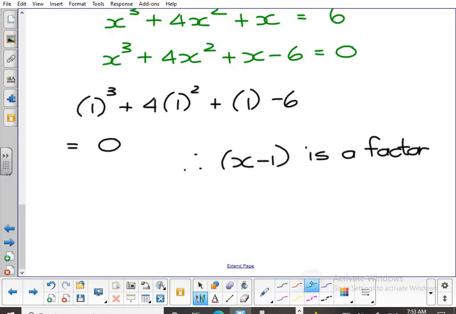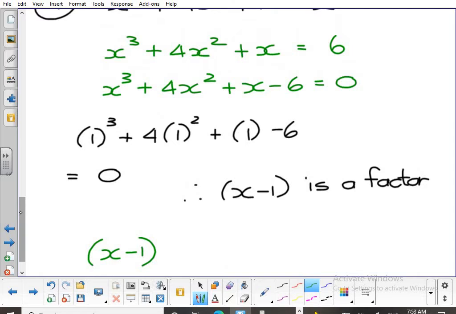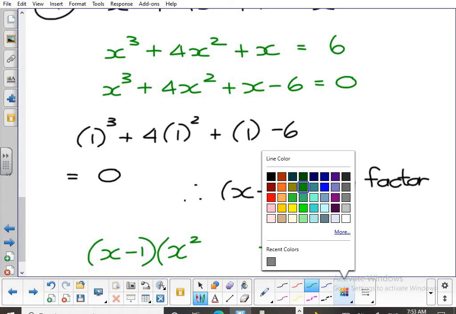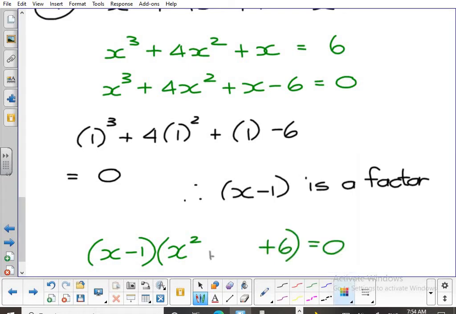Okay, so now I'm going to go x minus 1 bracket. With what should I multiply x to get to x cubed? The answer will be x squared. With what should I multiply minus 1 to get to negative 6? And the answer is plus 6. Please remember you're equal to 0. And here I've got bx in the middle.